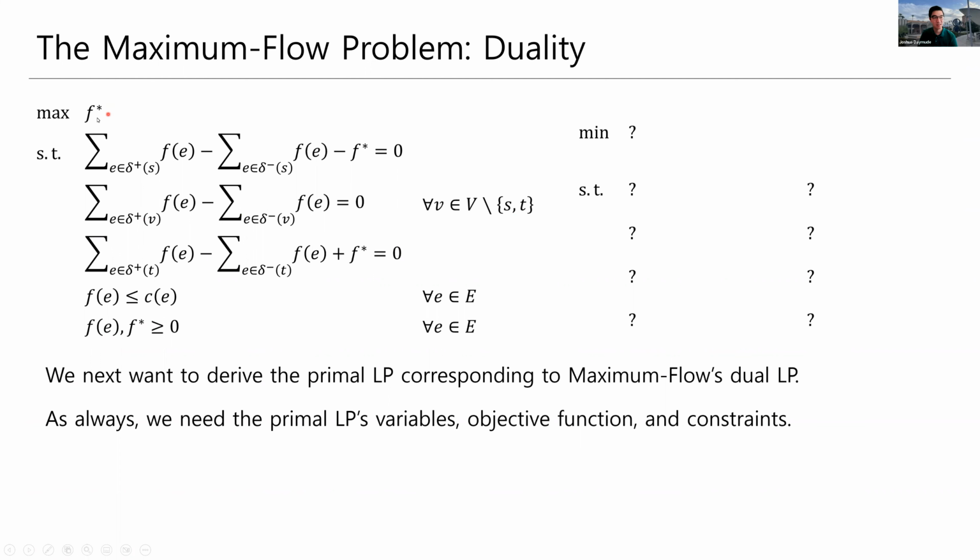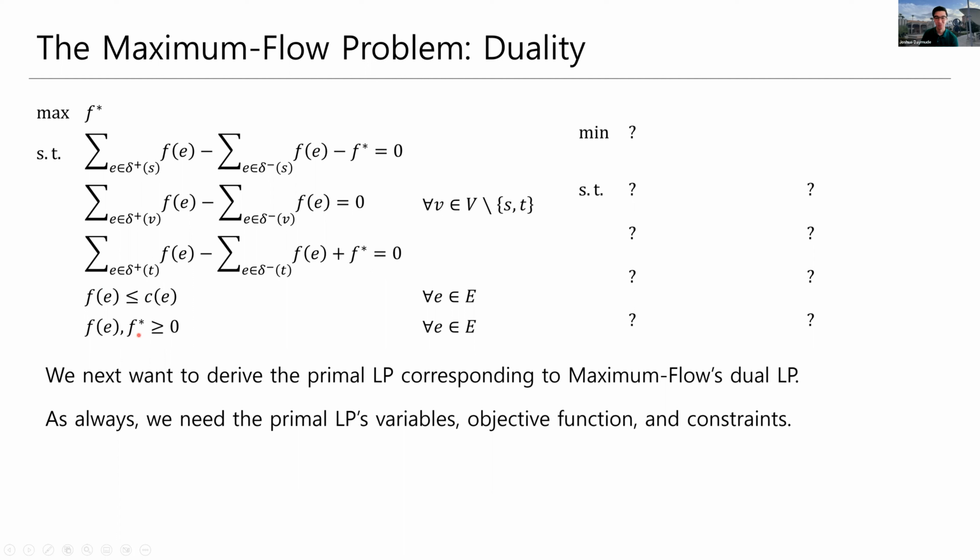We're maximizing this new value variable. We have our two new constraints for S and for T. We have our flow conservation constraints here in the middle. And then the rest of these things are as they were before. We have edge capacities and we have non-negativity constraints where we've stuck in this new variable because of course we need that as well.